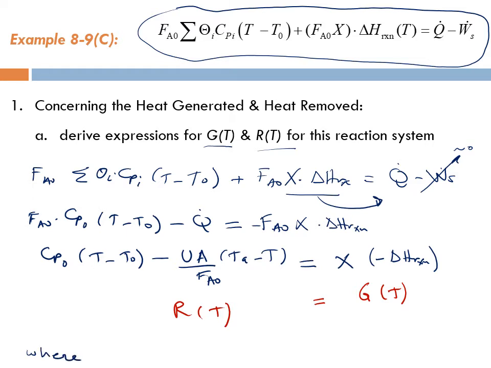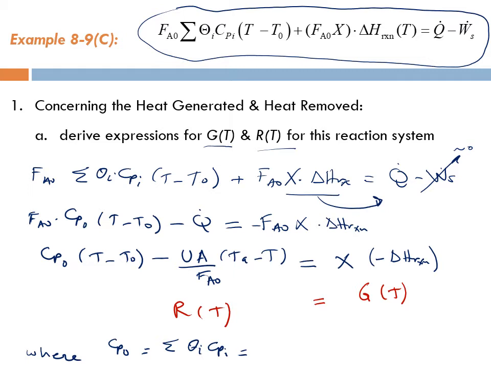And then, as I promised, let me define C_P0 equals the summation of theta_i C_Pi. What's that? Well, we look at the feed. What do you have in the feed? You have A and B in the feed. Do you have anything else? Well, yes, you have methanol, right? So that's M.